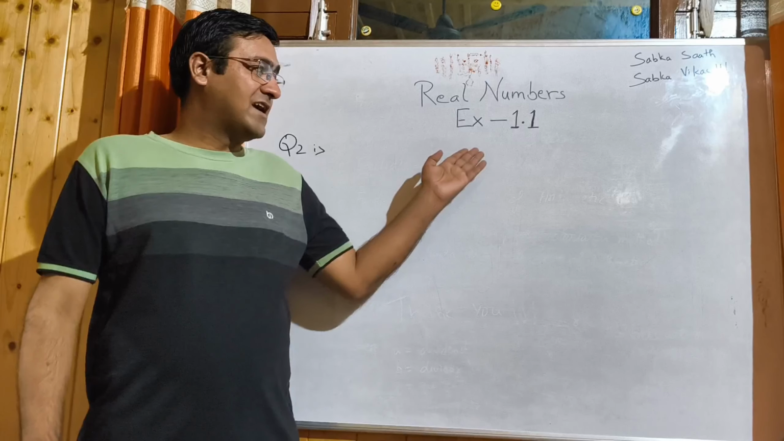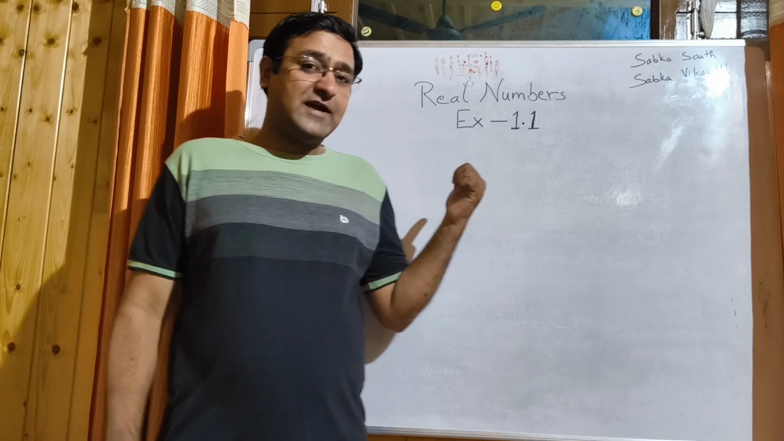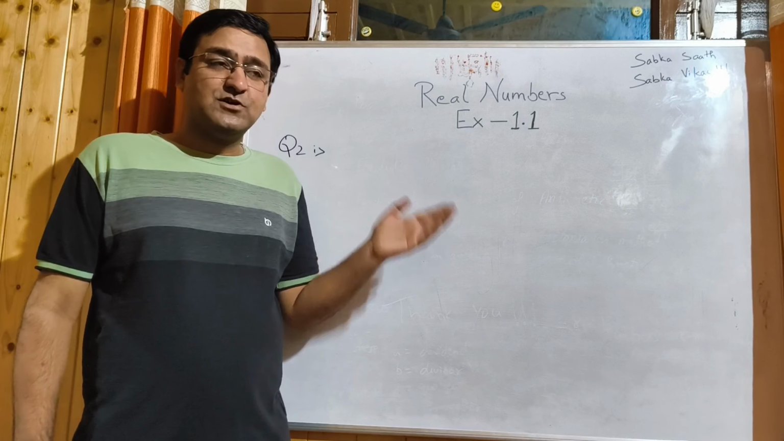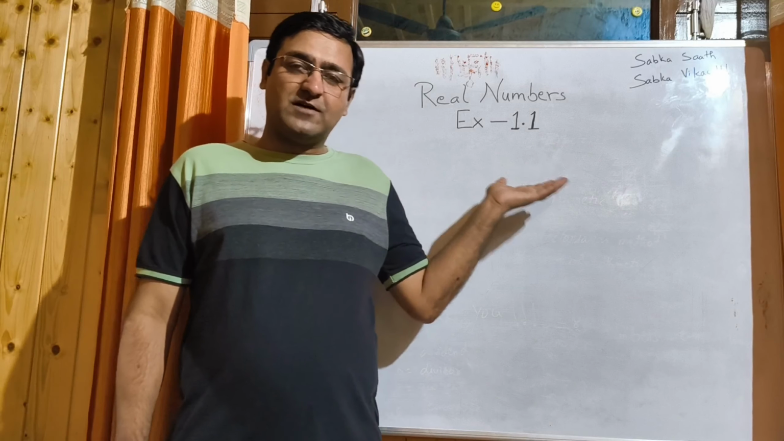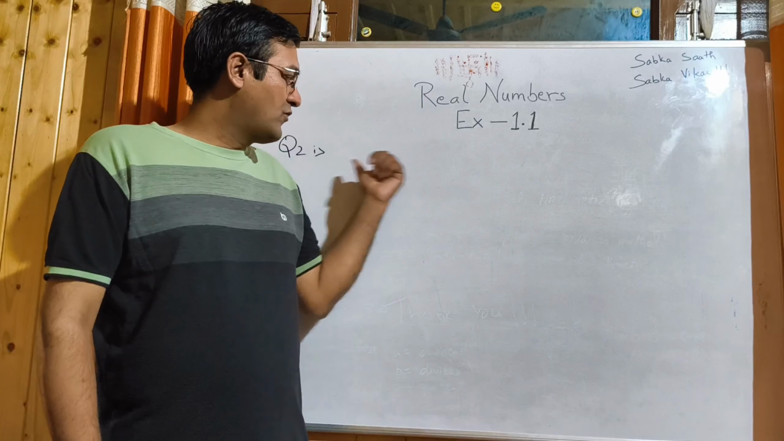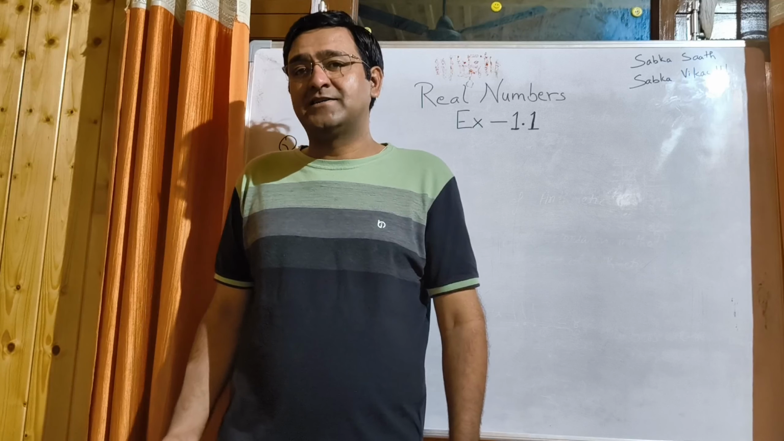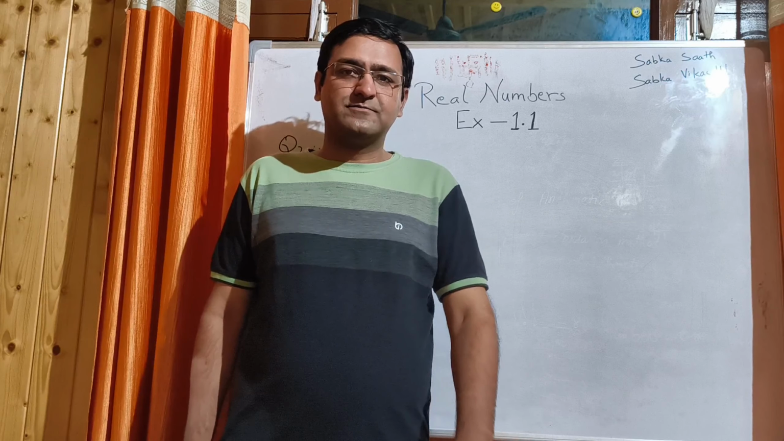Today we are going to start with exercise 1.1 from real numbers. This is a very important exercise for board exams. Usually a lot of board questions come from this chapter. So we'll start with exercise 1.1 question number 2 first part. This is very important and usually CBSE asks it for 2 to 3 marks.